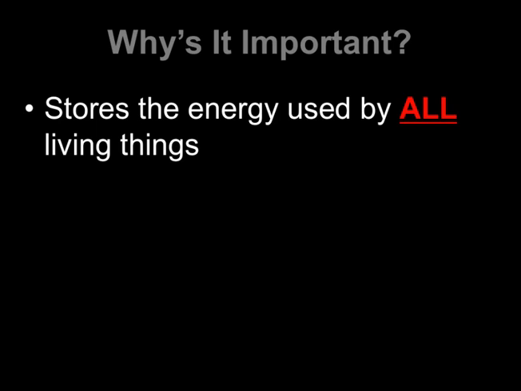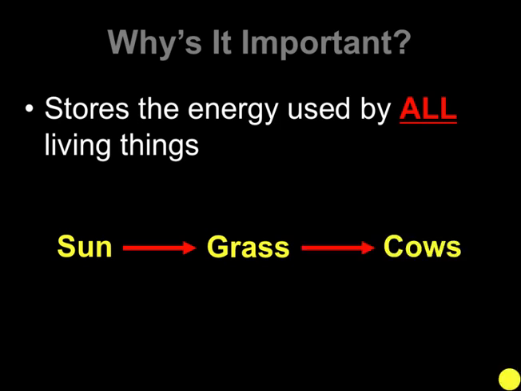So why is photosynthesis so important? Well, this is how energy enters all ecosystems. If it wasn't for photosynthesis, we would have no way of actually getting energy. So for example, the sun provides energy to the grass. The grass uses photosynthesis. And then the grass is eaten by the cows, and the energy from the grass is taken in by the cows. And then let's say you eat a hamburger. You are actually eating and using energy that was originally from the sun that entered the ecosystem through photosynthesis by the grass.